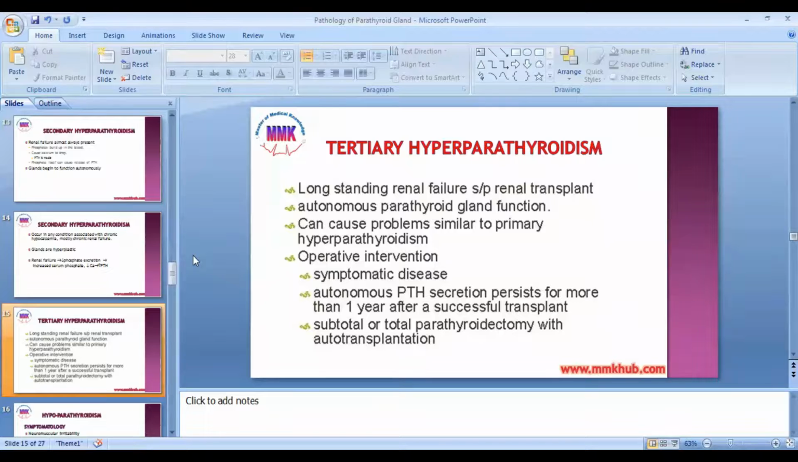In tertiary hyperparathyroidism, the calcium level is increased, but the parathyroid hormone level is increased out of proportion due to the autonomous activity of the parathyroid gland, that it is not in concurrence with the calcium levels.